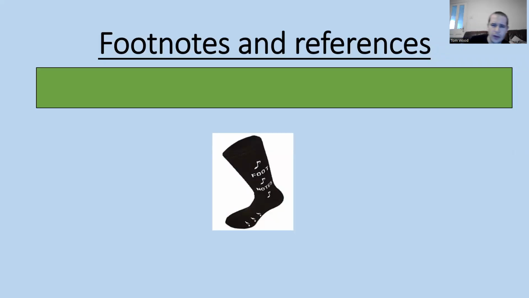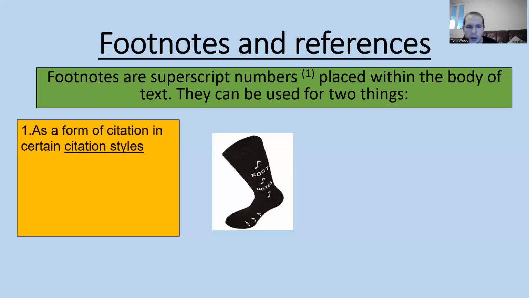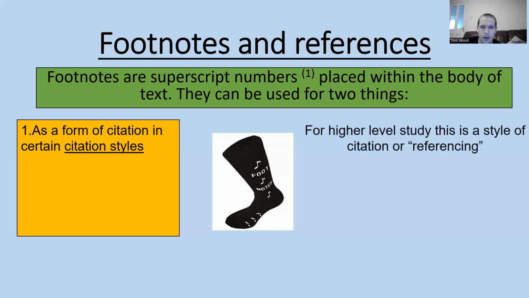Okay, so our level 2 topic, which we might be asked about, is footnotes and references. There are two different ways that these can be used, and we're going to look at both of them. Essentially, a footnote is what's called a superscript. It looks like this: a little number, or maybe a letter or a symbol, above a word and quite small in a body of text. It can be used for more than one reason. It can be used as a form of citation in certain citation styles, and for higher level study, this is a style of citation or referencing.